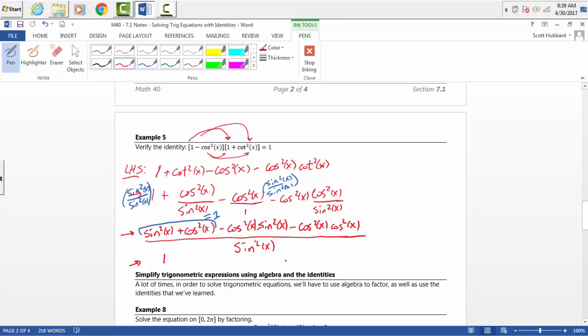Oh, you know what? I made a little mistake right here. That's a cotangent squared. Sorry. A cotangent squared. Okay, that was what's throwing me off. No, that's a cosine squared. Okay, hold on. I think I have a better way to do this. I apologize.